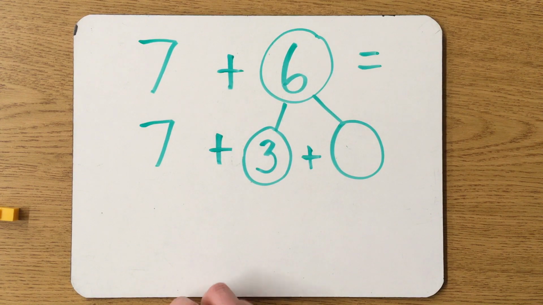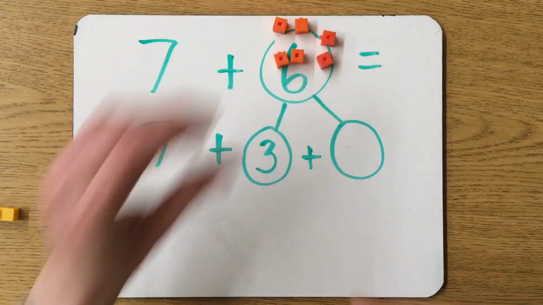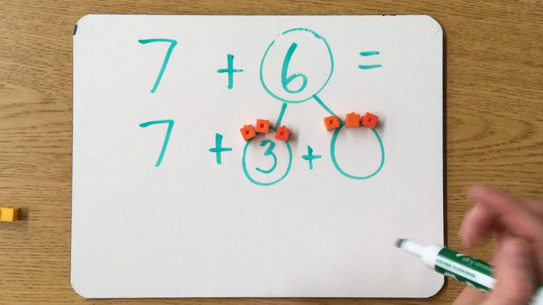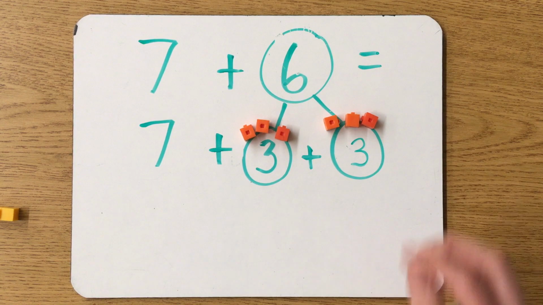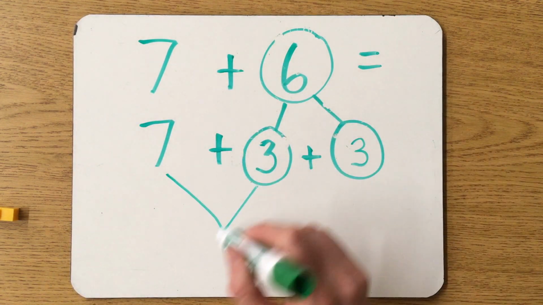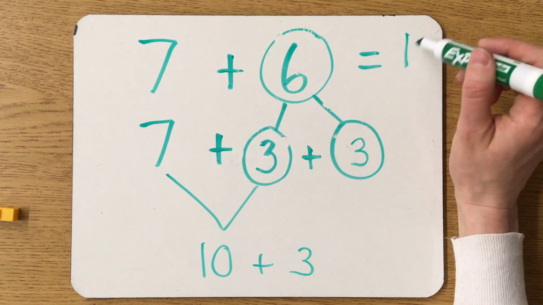I have to break down my 6. I have to think about my whole group in parts. I'll put 3 in this part, and hopefully you know doubles. 3 and 3 make 6. I wrote the number 6 as 3 and 3 because now I have friends of 10 plus 3 more, and I can quickly find the answer.